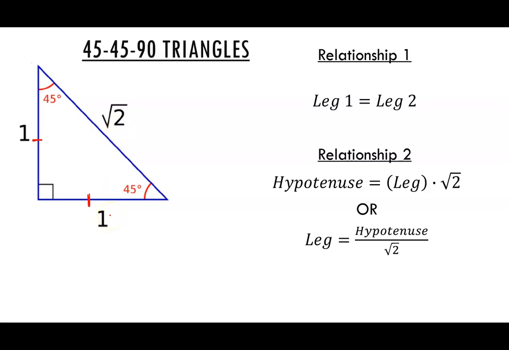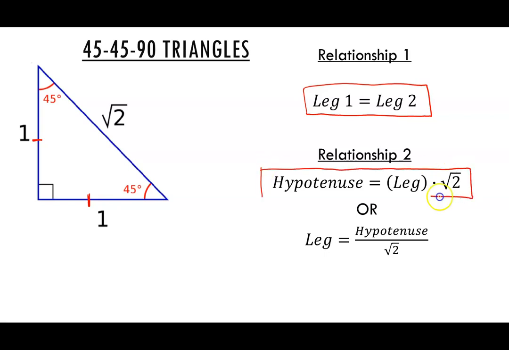So that brings us to two relationships here. First, we have leg 1 equals leg 2. That's pretty obvious because it's an isosceles triangle. But the second one is the one we really want to focus on here, and that is that the hypotenuse will always be whatever the leg value is times square root of 2.